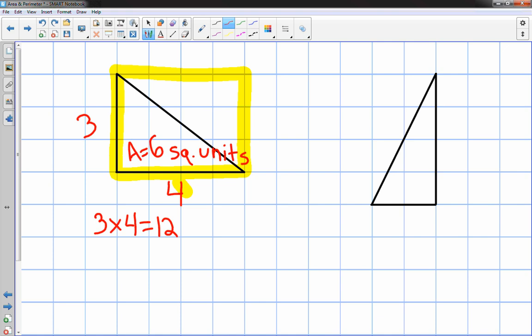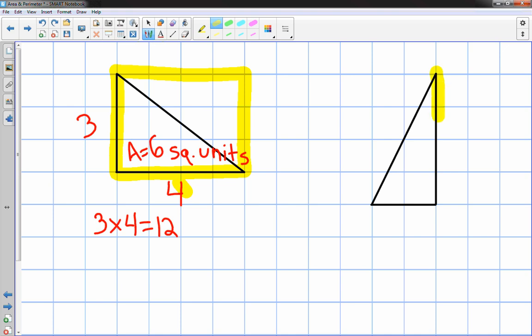Kind of like a sandwich. You ever have your sandwich cut into 2 triangles? Well, each one's half of the area of the bread of the sandwich. So think of it that way. Maybe that will help.